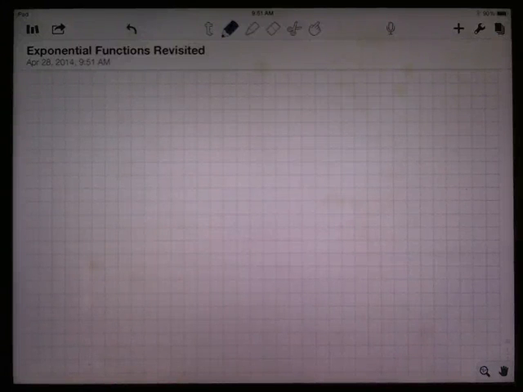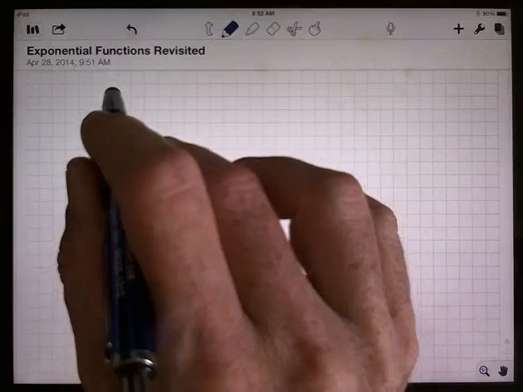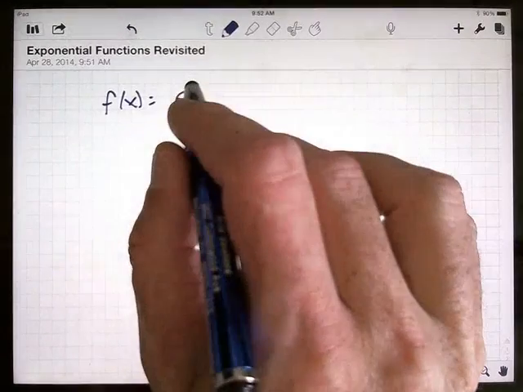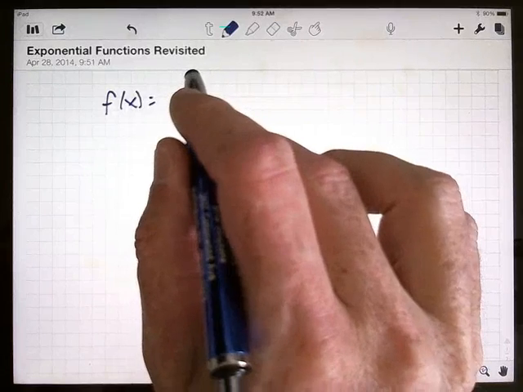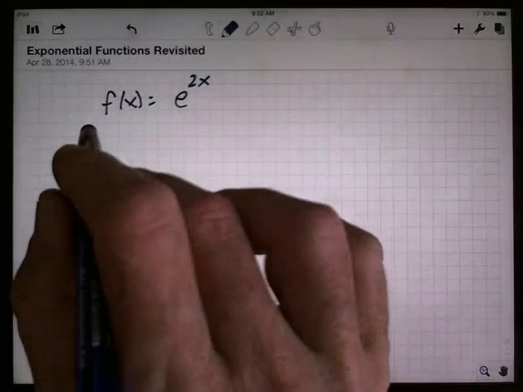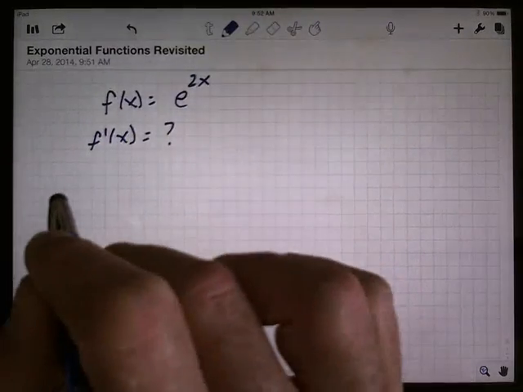All right, I want to take a look again at exponential functions now that we have the chain rule, because there's several things we can do. First of all, if we have something like f of x equals e to the 2x, and I want to look at the derivative, f prime of x equals what?